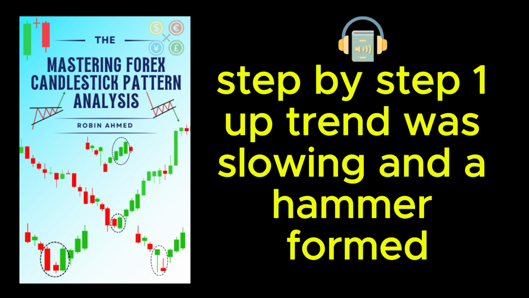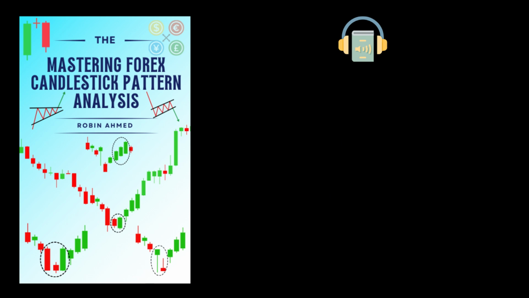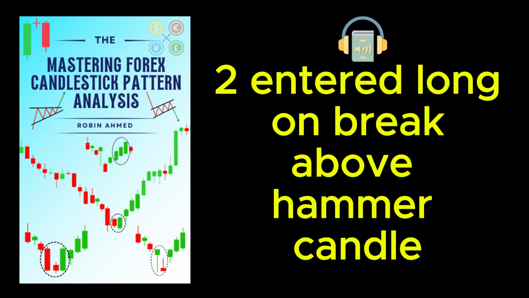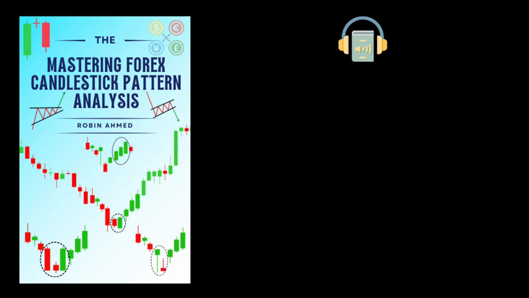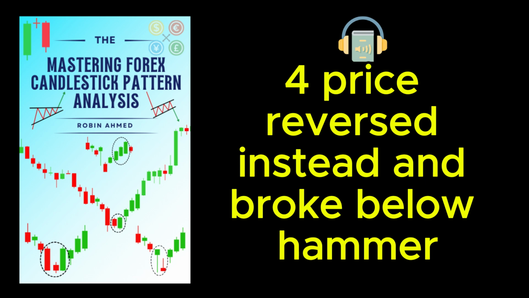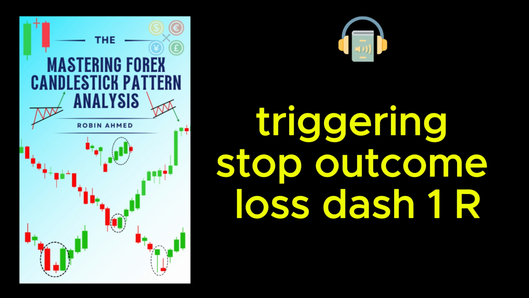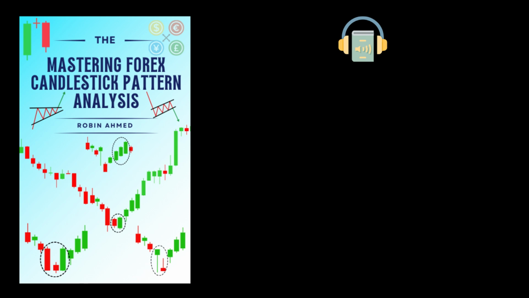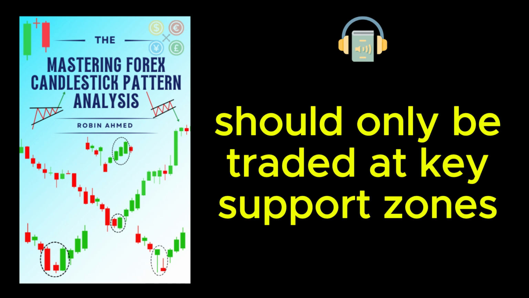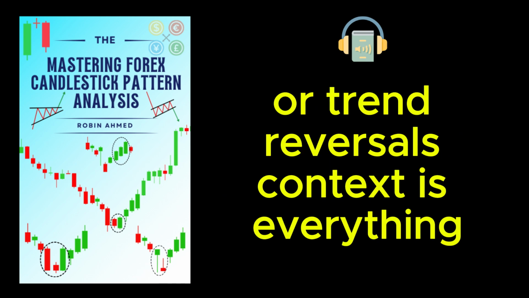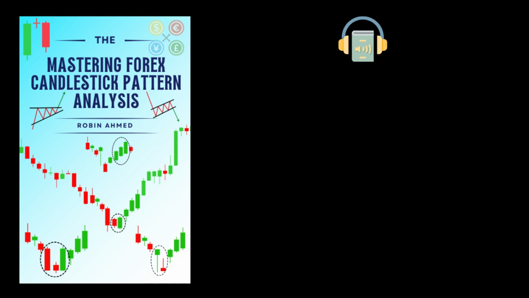Step by step. 1. Uptrend was slowing, and a hammer formed. 2. Entered long on break above the hammer candle. 3. Set stop loss just below the hammer's low. 4. Price reversed instead and broke below the hammer, triggering the stop. Outcome: loss, -1R. Key lesson: even strong-looking patterns like the hammer should only be traded at key support zones or trend reversals. Context is everything.